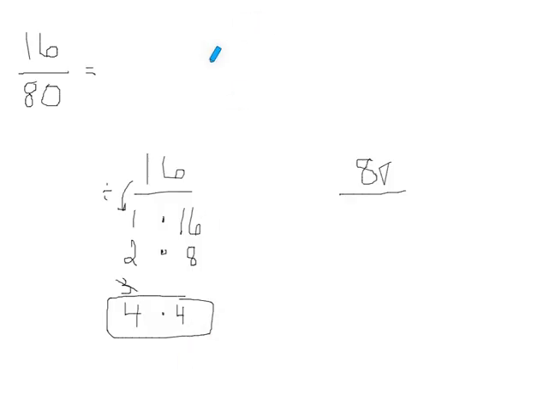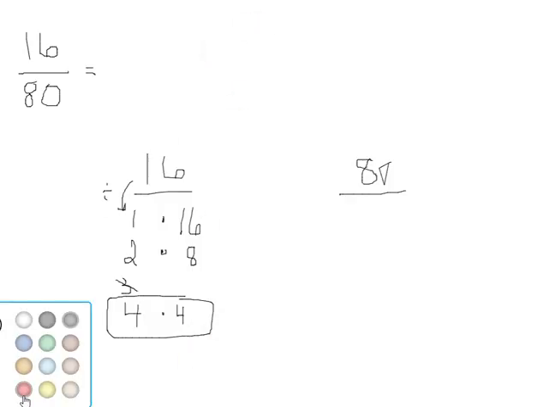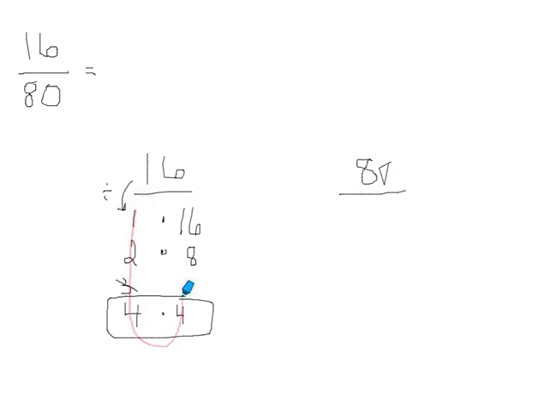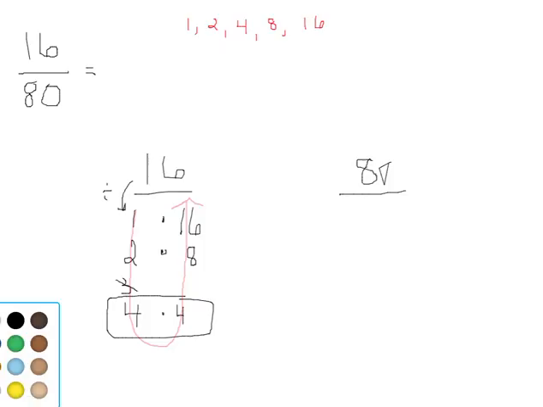So I'm going to list all of the factors going in this direction, down the list, and then up the list. So I can see that I have a 1, a 2, a 4, an 8, and a 16. Now I will do the same thing for 80. Start with 1. 80 divided by 1 is 80.